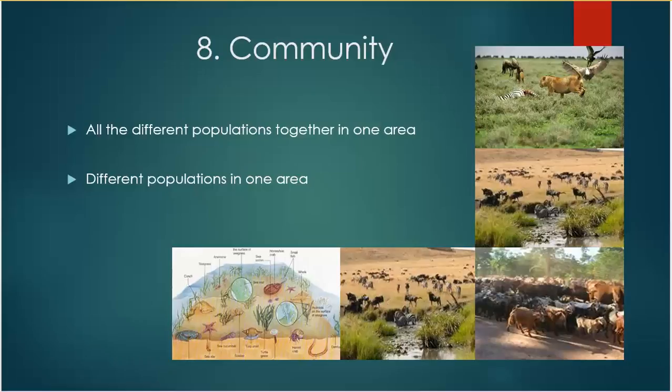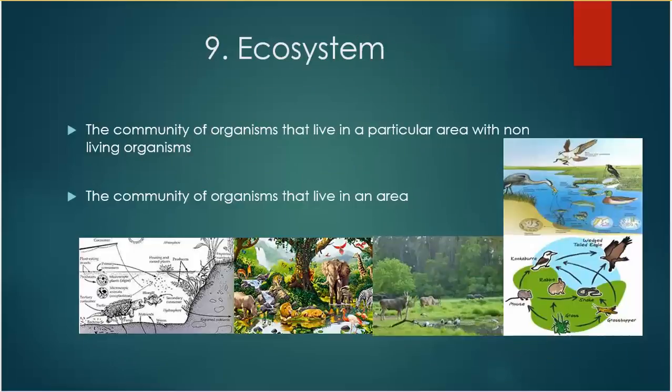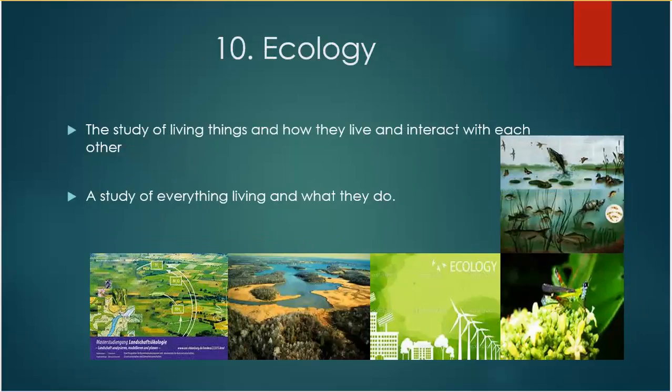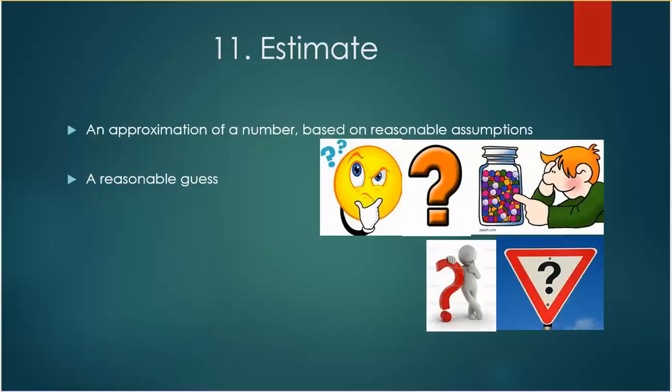Community, all the different populations together in one area. Different populations in one area. Ecosystem, the community of organisms that live in a particular area with non-living organisms. The community of organisms that live in an area. Ecology, the study of living things and how they live and interact with each other. A study of everything living and what they do. Estimate, an approximate number based on reasonable assumptions, a reasonable guess.